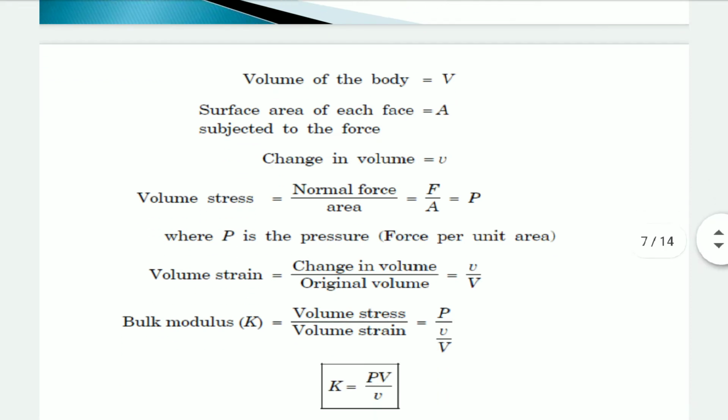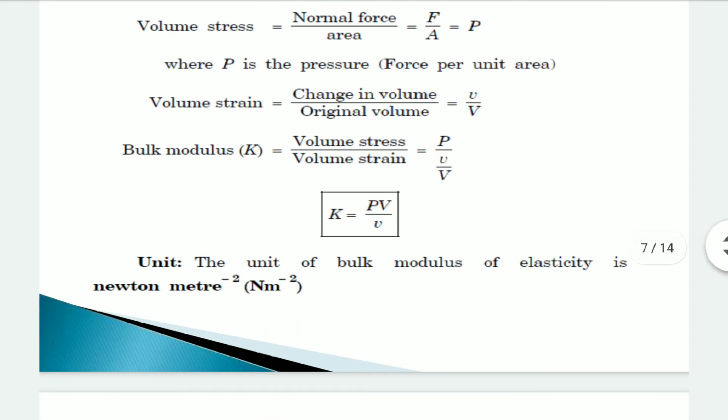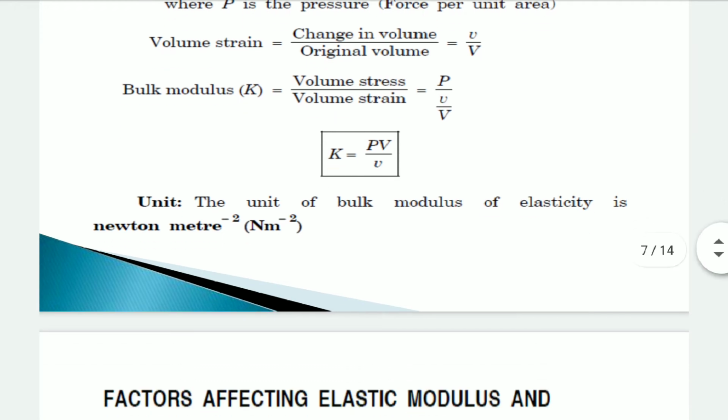The volume stress is equal to the normal force by area, F by A, which can be taken as capital P, where capital P is the pressure, which is defined as force per unit area. Therefore, the bulk modulus K is equal to PV by small v. Bulk modulus also has a unit of Newton per meter square.